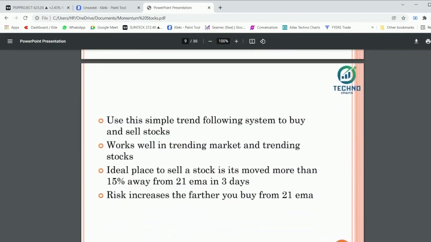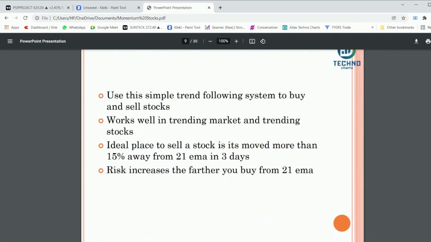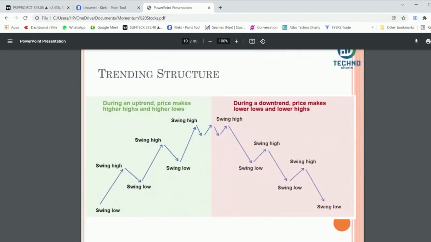So we are simply going to use a trend-following system to buy and sell stocks. It works well in a trending market and trending stocks. The ideal place to sell a stock is when it has moved more than 15% away from the 21 EMA in 3 days, which we are going to look at in the charts. And risk increases the farther you buy from the 21 EMA. That means if you buy a stock that is too extended, then you will be paying a higher price for that particular stock.